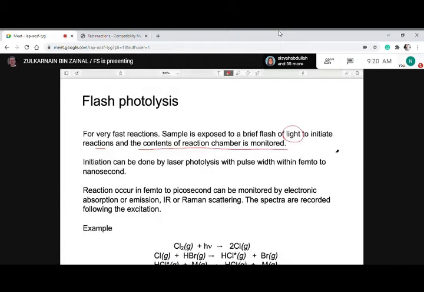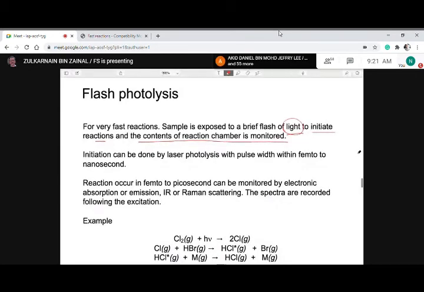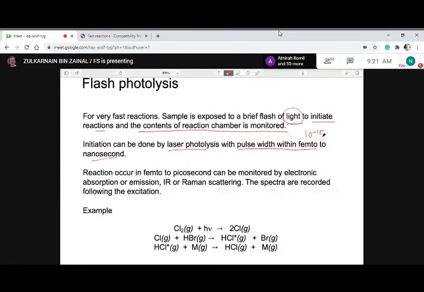Some reactions, when you mix them together, they already react. And some reactions, you have to initiate by giving them, for example, light or an electric current to start the reaction. So initiation can be done by laser photolysis, with pulses within femto to nanosecond, right? Femto is 10 to the minus 15 second, so very, very short. Nanosecond, you know, is 10 to the minus 9 second. So very, very short pulses.